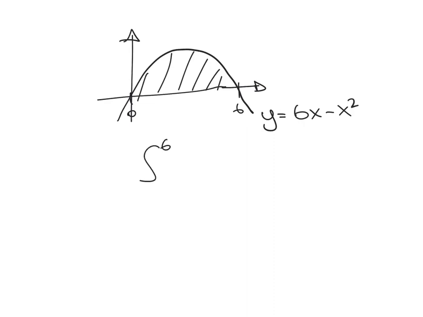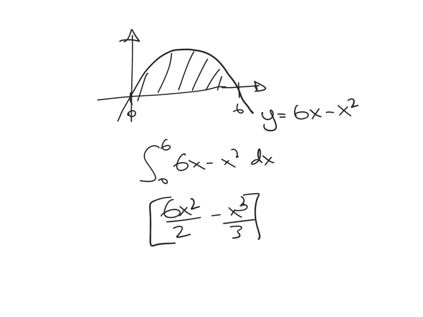We would get the area by integrating this curve, and then when we integrate it, we would have two limits to sub in, so we'd sub in 6 and 0, and work out the difference between those two values, and then that would give us our area.